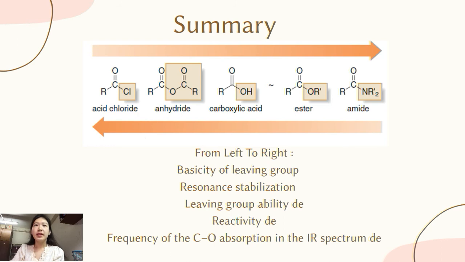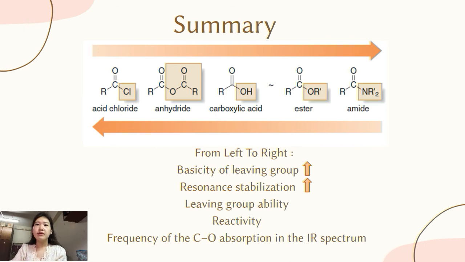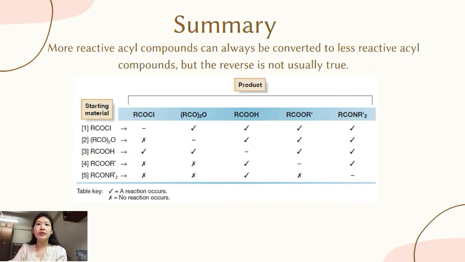Now for the summary, we see this trend from left to right. The basicity of the leaving groups increases, the resonance stabilization increases due to the added resonance, hence the leaving group ability decreases and the reactivity as well. The frequency of C=O absorption in the IR spectrum decreases because the carbonyl bond becomes more delocalized in conjugation. More reactive acyl compounds can always be converted to less reactive acyl compounds, but the reverse is not usually true.